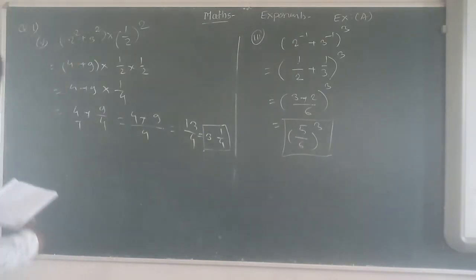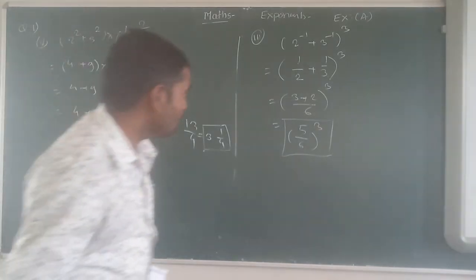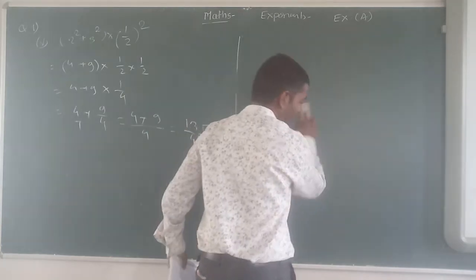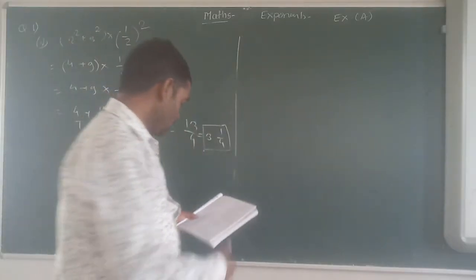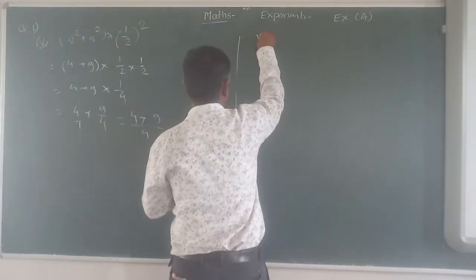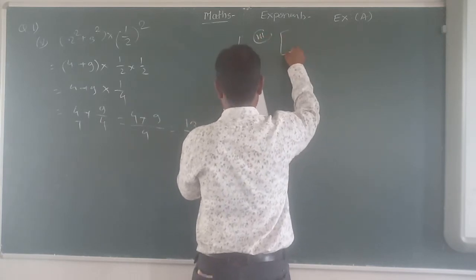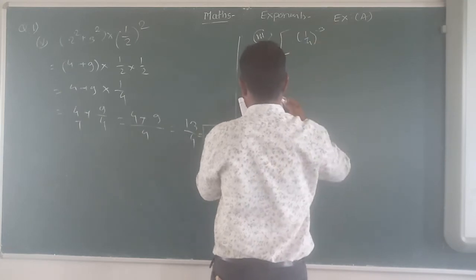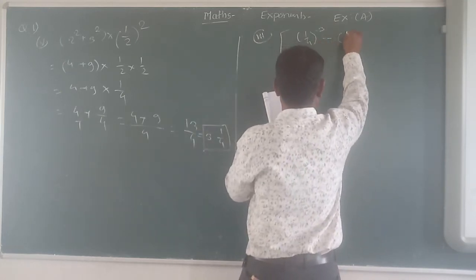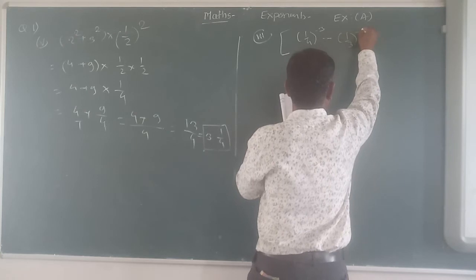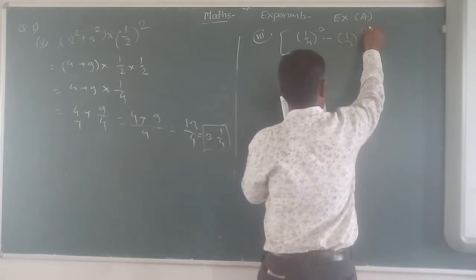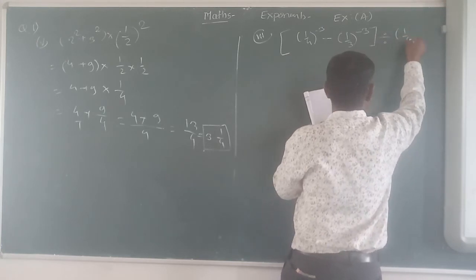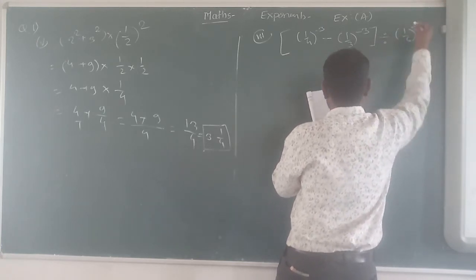Question 7 is there. This is somewhat a difficult question, somewhat lengthy. That means some steps we are going to increase. In the 7th question, what is given? You can see now. Square bracket, 1 upon 4 bracket raised to minus 3, minus 1 upon 3 bracket raised to minus 3, square bracket complete, divided by 1 upon 6 bracket raised to minus 3.